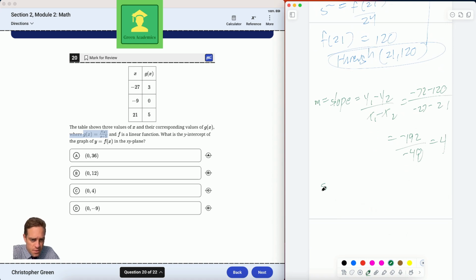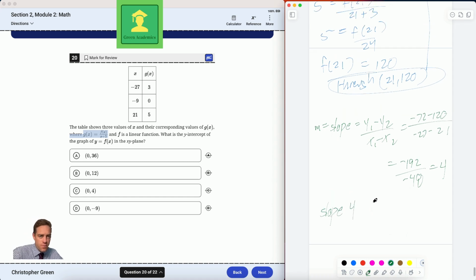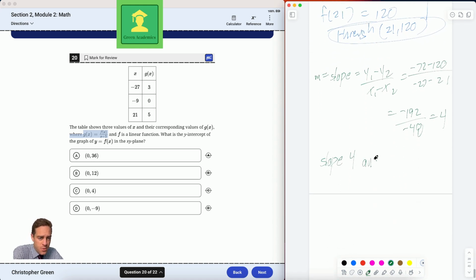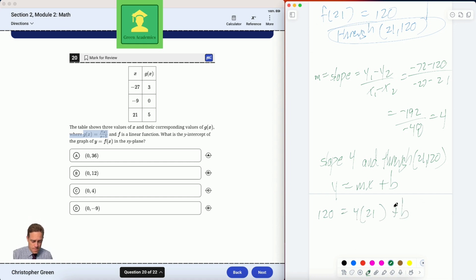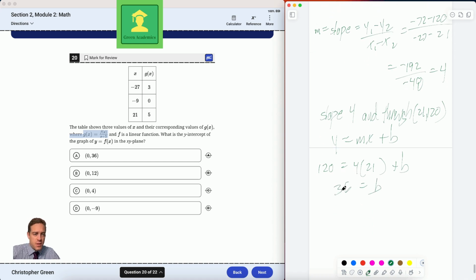So then you have slope 4, and you could have used either of the points to confirm the y-intercept, but I'm going to say slope 4 and through, let me use the blue one, and through 21, 120, when you go to put it in mx plus b form, would be 120 equals 4 times 21 plus b. So 120 minus 84, b is 36. So the general equation of the line is y equals 4x plus 36. And then, of course, the y-intercept is 0, 36.